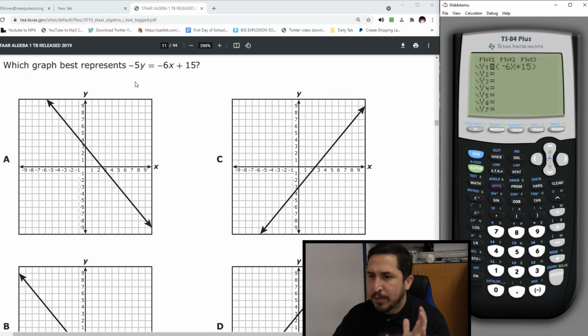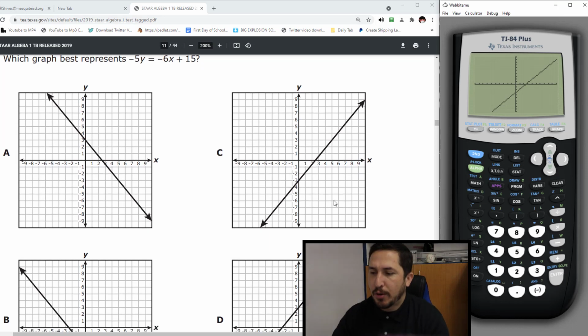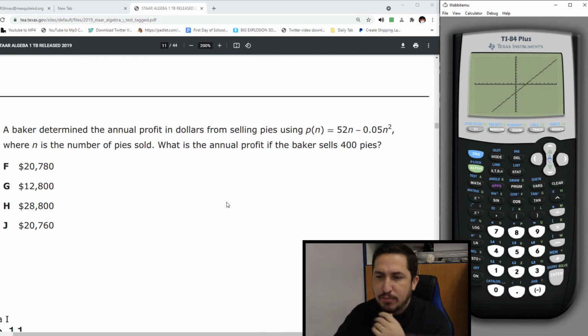Then I close the parentheses. Then I divide by whoever's on the y. So am I dividing by a subtract 5? That doesn't sound right, right? So I'm dividing by a -5. Okay, there he is. Now it wants the graph, so I pull up a graph. He's going upwards like this. Choice C looks really good. Choice D looks like it's too high. Choice C looks fantastic. You have to know how to solve for y.